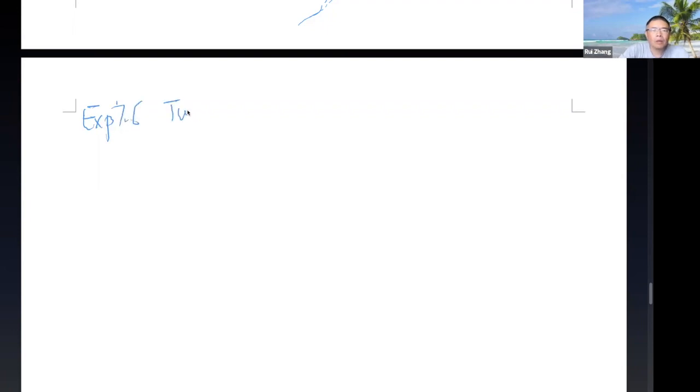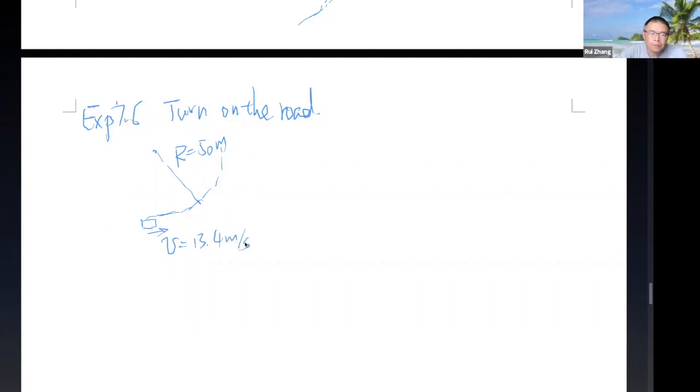Say a turn on the road. We have this part of the turn, which is part of the circle. We're given the radius as 50 meters, and we also know the speed of the car going into the circle, 13.4 meters per second. The question is, what is the minimum mu s we need?